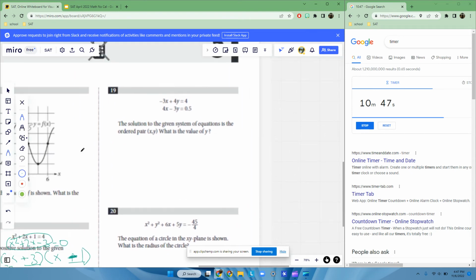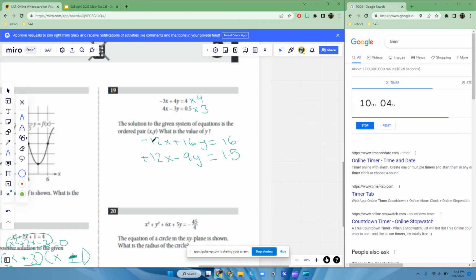Okay, next question. The solution to the given system of equations is the ordered pair (x, y). What is the value of y? So we're finding the value of y here. We can find the LCM first. For 3 and 4, it's going to be 12. So I suggest you isolate x. We're going to multiply this equation by 4 and this equation by 3. So minus 12x plus 16y is equal to 16, and plus 12x minus 9y is equal to, so half times 3 is 1.5.